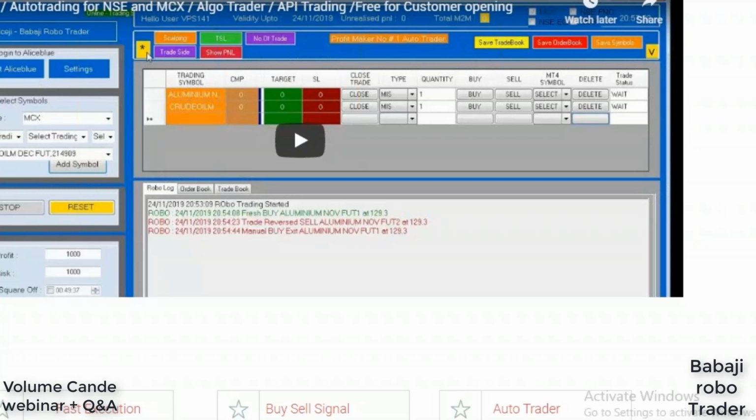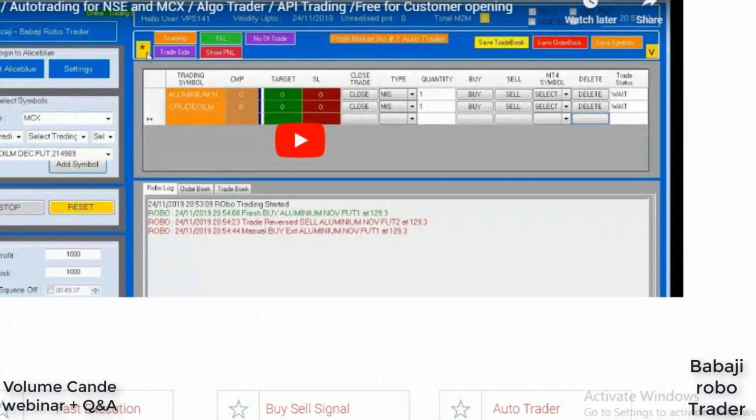Yes, we can exit between the trade. We have the option called close trade. So in the robo we have the option called close trade. Suppose if you want to take the manual buy sell also, we have given the buy and sell buttons, so we can press the button and take a trade. In case you want to close or cover the position, we can simply press close trade.